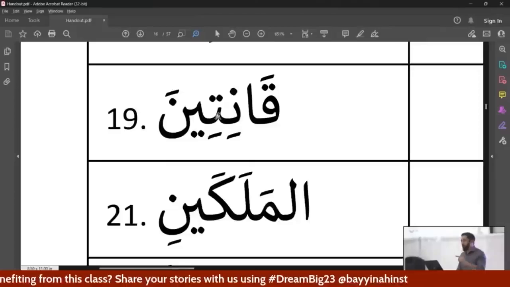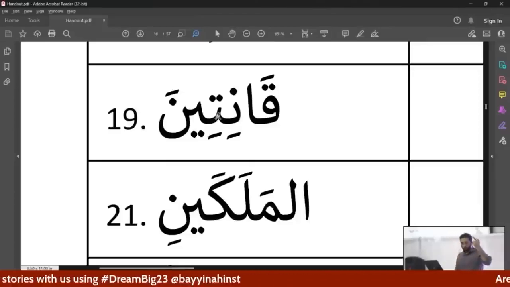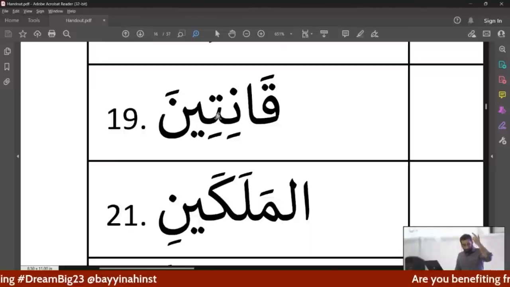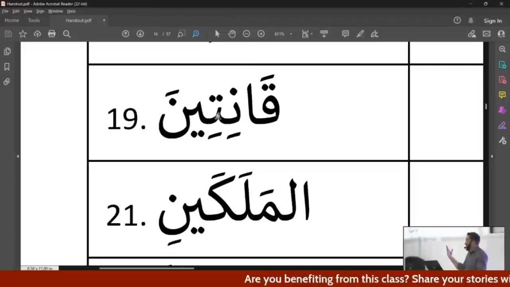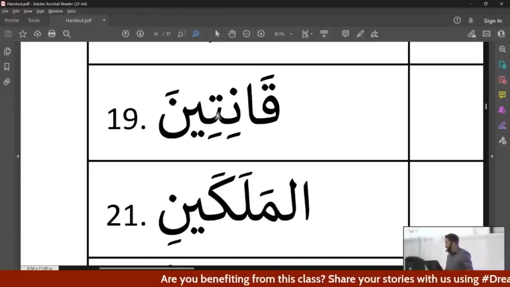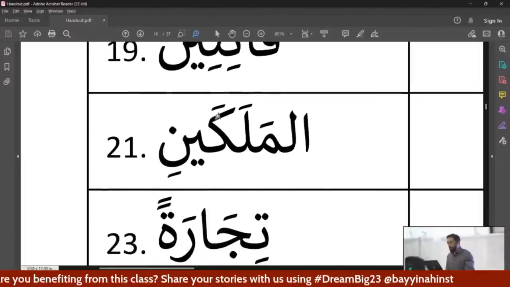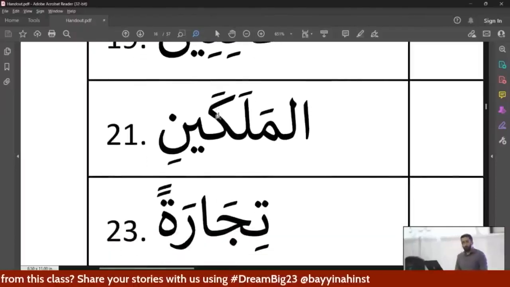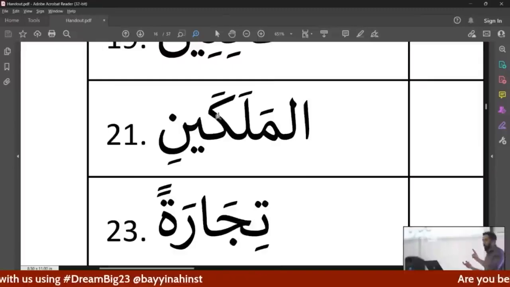Qanitina should be the same as muhsinina above, right? Ina, when you see ina, it's the same answers. It's plural, nasab or jar, and it's masculine. Yeah? But how about al-malakaini? Is it sound or combination? Which combination?